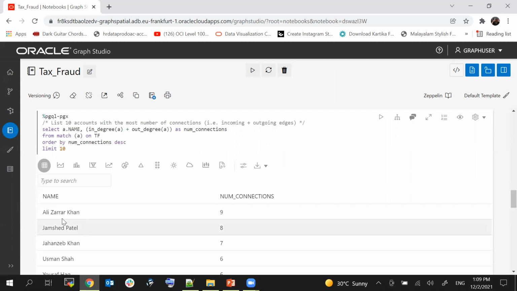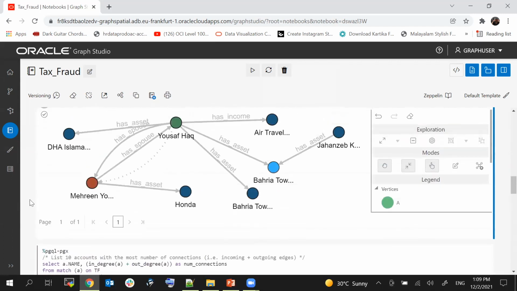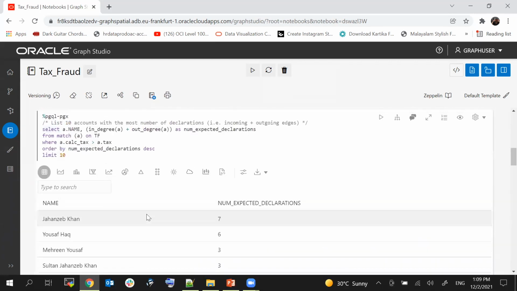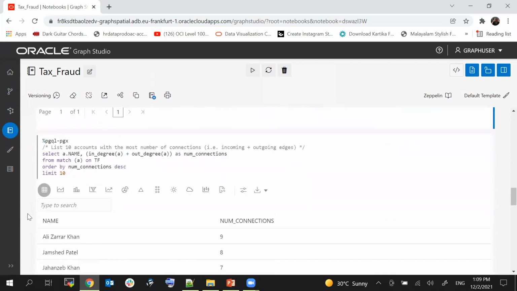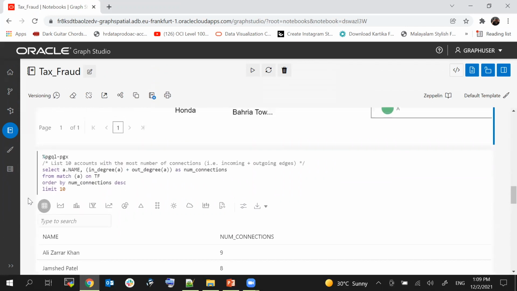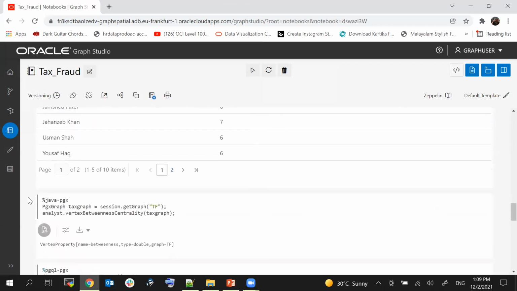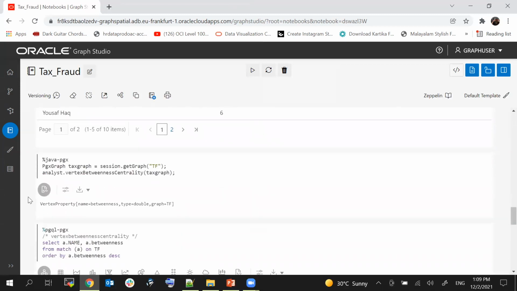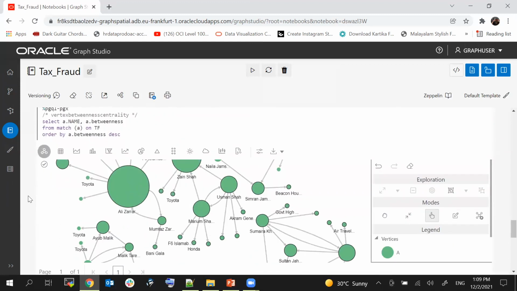So we can see that it has given a different output compared to when we tried using the in-degree and out-degree for getting the number of expected declarations. We can see that Ali Zarar Khan and Jamshed Patel have the maximum number of connections. So this is one way of trying to identify who has the maximum number of connections. The other way to identify an individual with the maximum number of connections is to execute built-in algorithms.